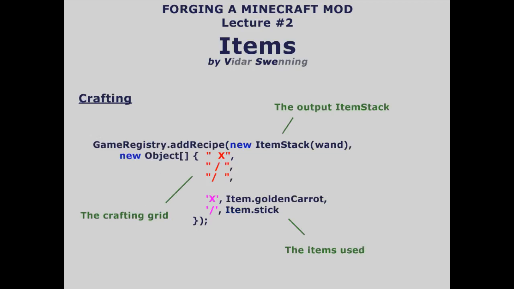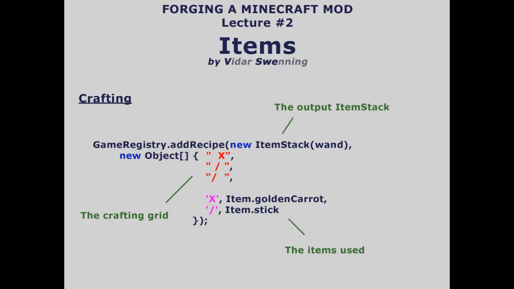So we just do GameRegistry.addRecipe, then we give it the output item stack, and in this case it's very simple, just new ItemStack and wand. We could of course do new ItemStack(card, 1, 2), which would give us the subtype with ID 2, because I had a 2 in the end, which would be the cross card, if I don't remember wrong.